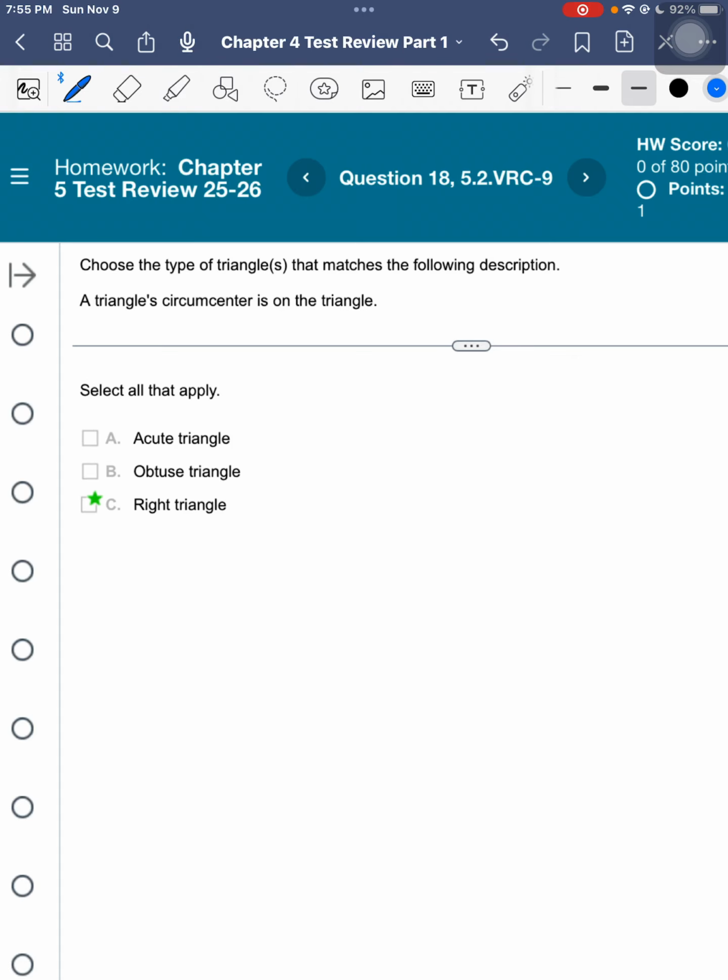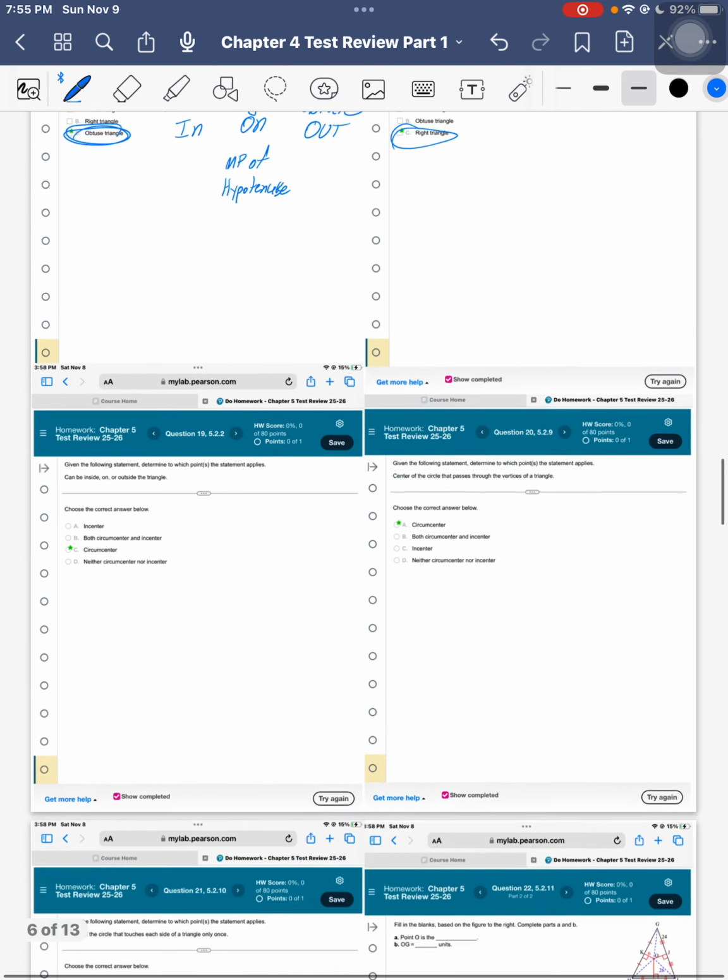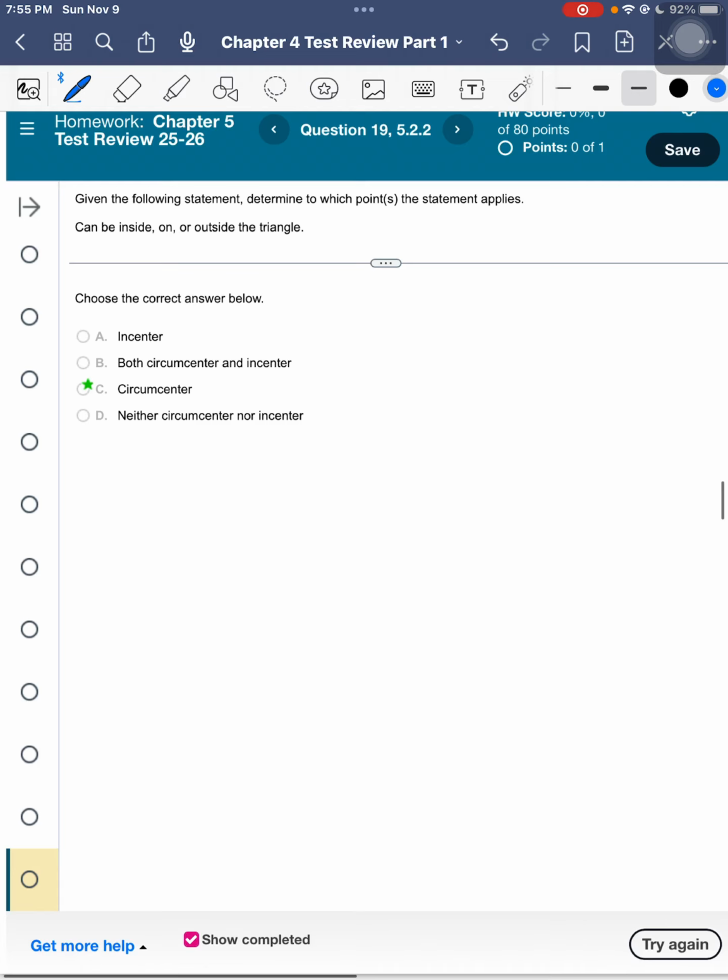Okay, a triangle's circumcenter is on the triangle. When is it? When it's a right triangle. We just did that one. Okay, what about this one? Can be inside, on, or outside the triangle. We just did that. The circumcenter can be inside, it's acute; on, it's right; and outside is obtuse. So why is it not incenter?